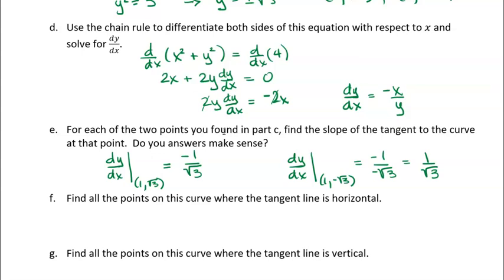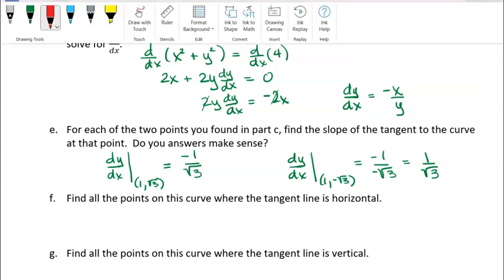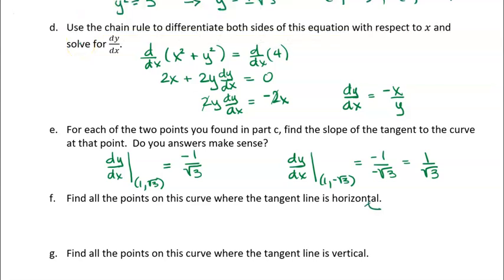And then it says find all the points on this curve where the tangent line is horizontal. Now remember, the tangent line is horizontal when the slope is 0. So let me go back to my green pen. This just means the slope is 0, so the derivative will be 0. Our dy/dx is the slope. So dy/dx is equal to negative x over y, and we want to set that equal to 0. That is only going to happen when the numerator is 0, right? So that's going to happen when x equals 0.